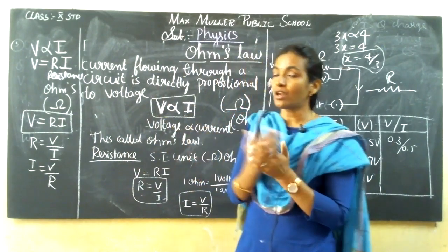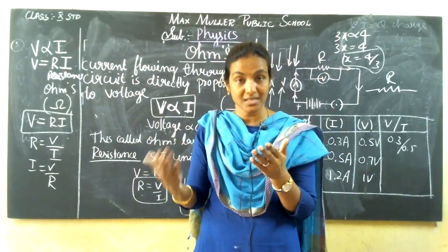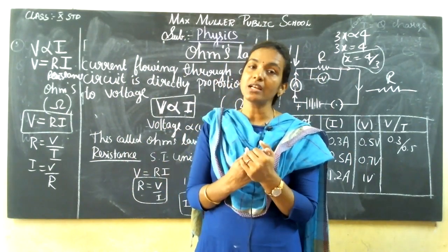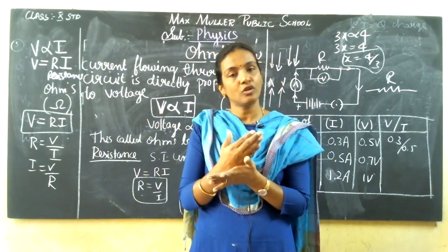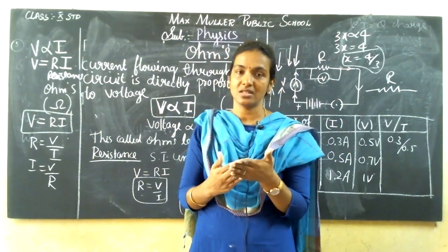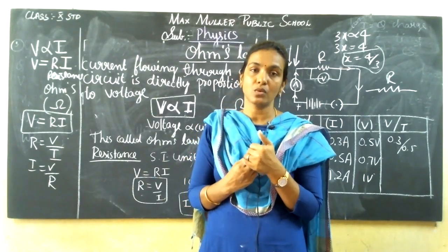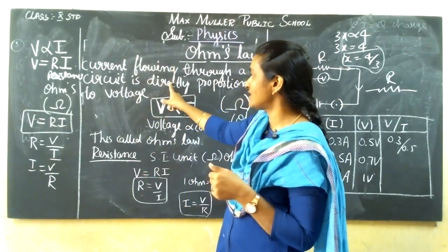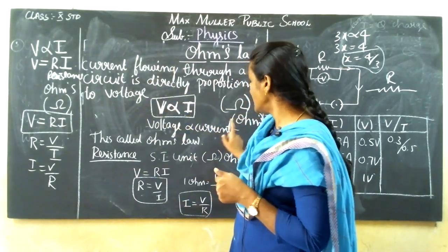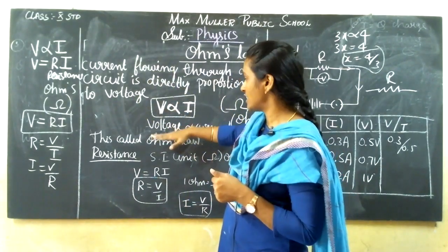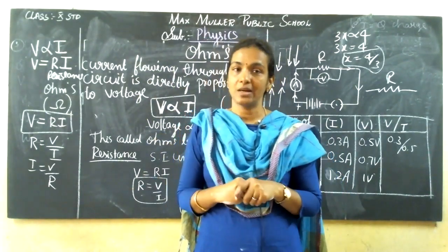You cannot calculate V and I directly if you have a proportionality sign. How are they related? When the voltage increases in the circuit, the current also increases. If the voltage reduces, the current also reduces. This is called Ohm's law. Whenever you are asked to define Ohm's law, you have to write this definition: V is directly proportional to I. Enough till here, you have to write this much.